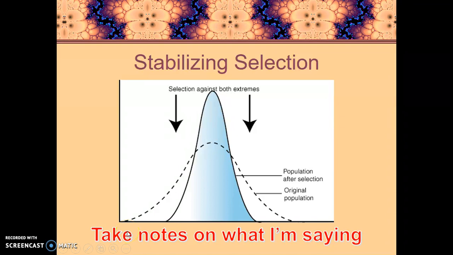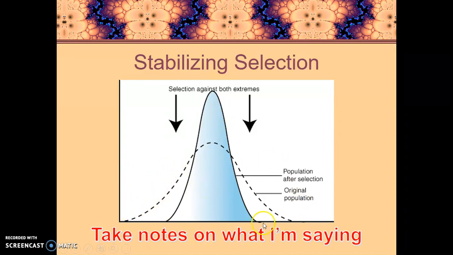So let's come up with an example. Let's say human birth size in the 1500s, back before we had all the technological advancements that we have now. In the 1500s, if a baby was born that was too small, then it couldn't survive outside the womb. Its lungs weren't fully developed, and it would usually die very quickly.